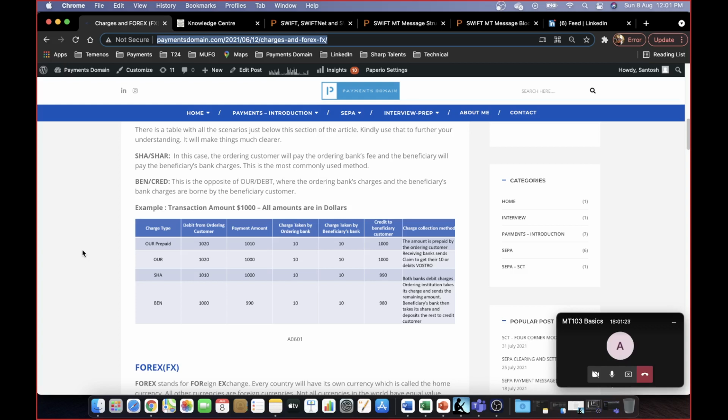Yeah, I mean, the point here is that we have to pay the receiving bank charges no matter what.